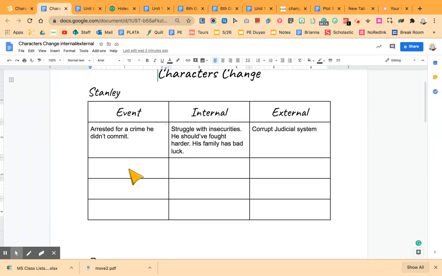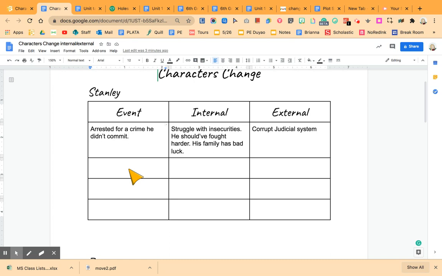And you are going to think of different events that happened in the story and how those events affected the characters both internally, so emotionally, and externally, something on the outside. And so, one example of an event for Stanley is that he was arrested for a crime he did not commit. And that happens at the beginning of the book.